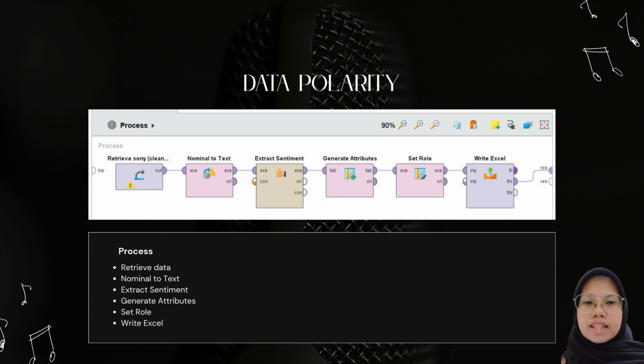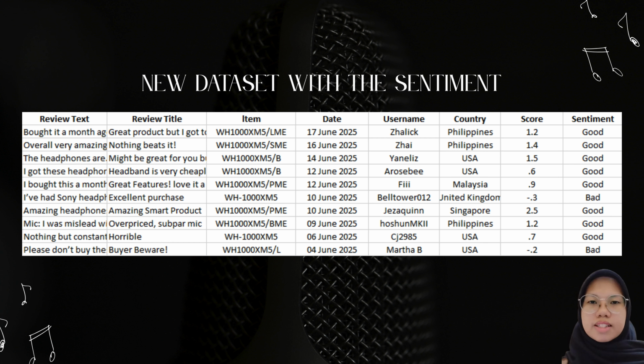Firstly, we retrieve the clean data using a Retrieve operator. Next, the Nominal to Text operator was used to convert all nominal attributes to string. Next, the sentiment of the reviews was extracted using the Extract Sentiment operator, creating a sentiment score. To store the sentiment in a new column, a Generate Attribute operator was used. After that, the good and bad reviews were labeled using the Set Role operator. And finally, the data with their new generated columns were written to Excel using a Write Excel operator. So, this is the new data set with two new generated columns, which are sentiment and score.